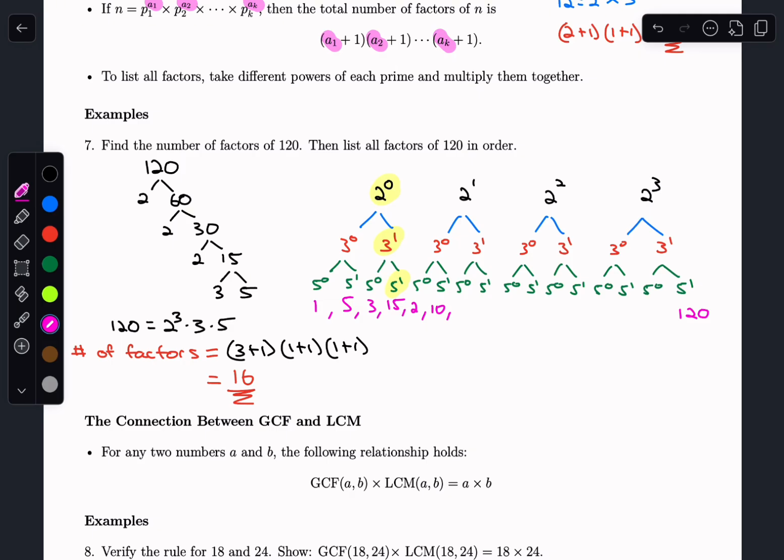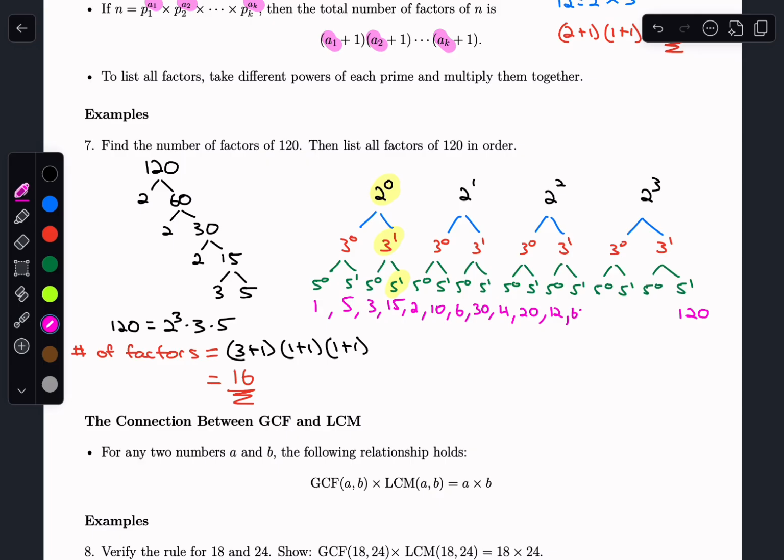That's 10. Then 2 to the 1 times 3 to the 1 times 5 to the 0. That is 6. 2 to the 1 times 3 to the 1 times 5 to the 1. That's 6 times 5, which is 30. Then we have 2 squared, 3 to the 0, 5 to the 0. That is just 4. 2 squared, 3 to the 0, 5 to the 1. That is 20. 2 squared, 3 to the 1, 5 to the 0.